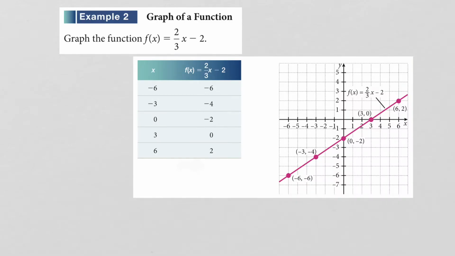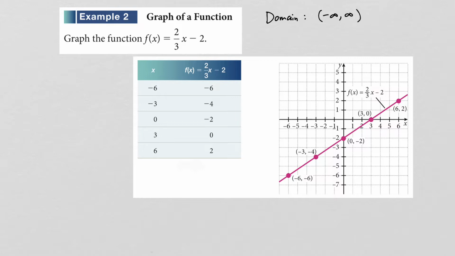Now let's focus on an example that is a little more common. Here they want us to graph the function f of x equals 2/3 times x minus 2. Let's keep in mind that the domain for this function is the set of all real numbers, so it's -infinity to infinity. You are free to plug in any value you want for x. Positive, negative, fraction, decimal, doesn't matter.